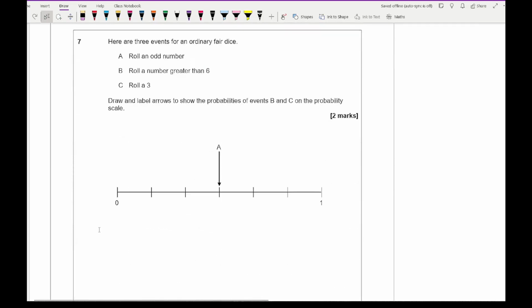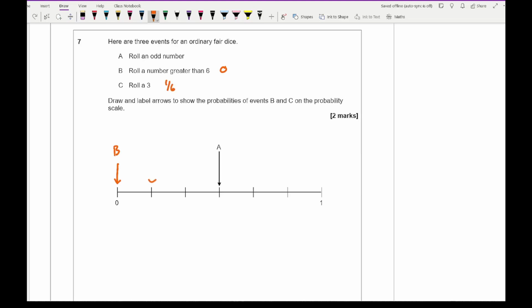Moving on to question 7, it says here are 3 events on an ordinary fair die. So A is to roll an odd number, B is to roll a number greater than 6, and C is to roll a 3. Draw and label arrows to show the probabilities of events B and C on the probability scale. So here, the probability of getting a number greater than 6, well that's going to be 0, so that's going to be here, so that's B. And to roll a 3, well it's going to be 1 out of 6.